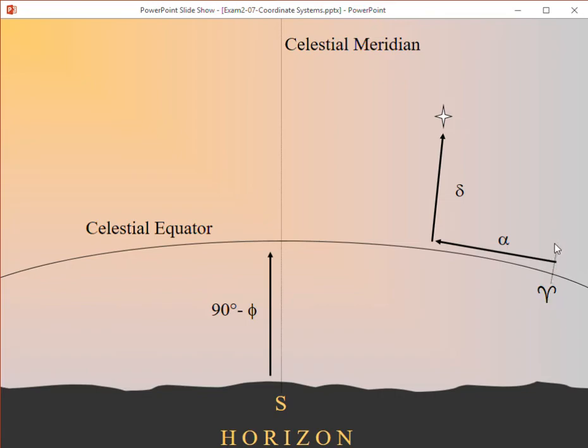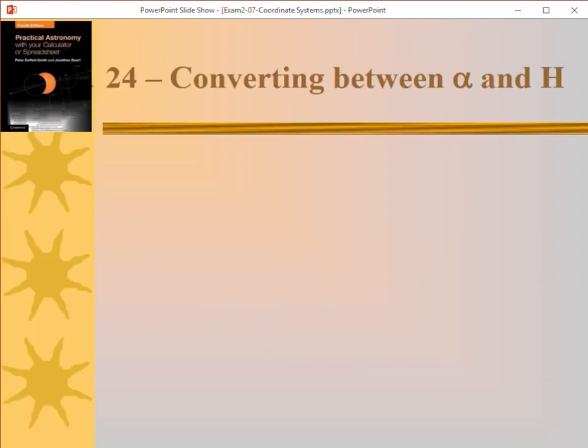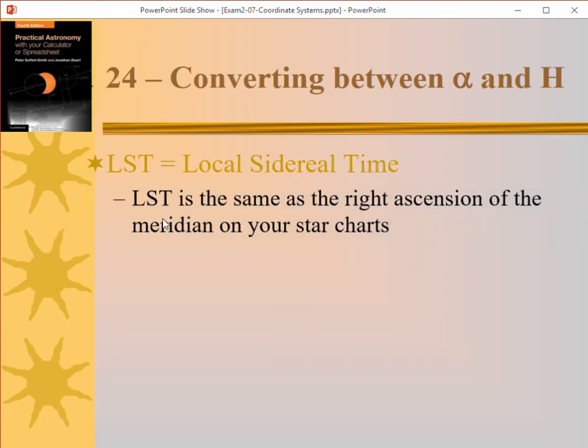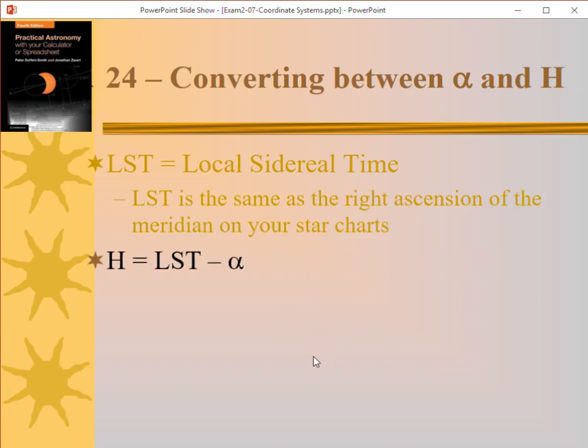You measure toward the left from there to get right ascension. But if you're looking for hour angle, you measure to the right of the celestial meridian. To convert between alpha and H, they're basically connected by the right ascension of your meridian. The right ascension of your meridian is the LST, the local sidereal time, and you'll find that on your star chart. So here's the equation that we'll use for that part right there. All right, I'll return in the next video.